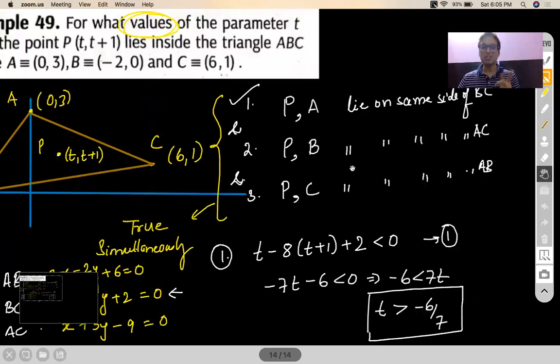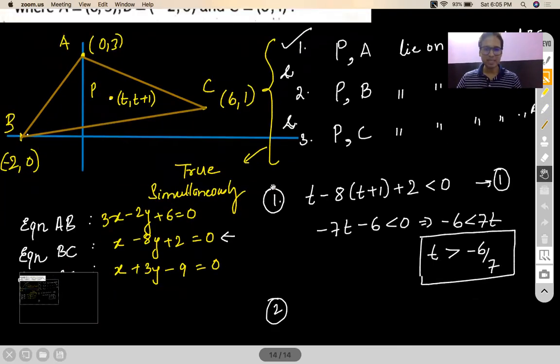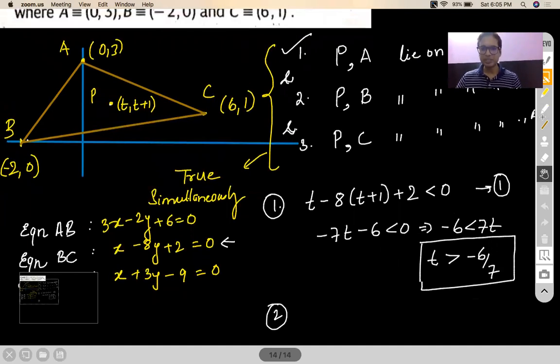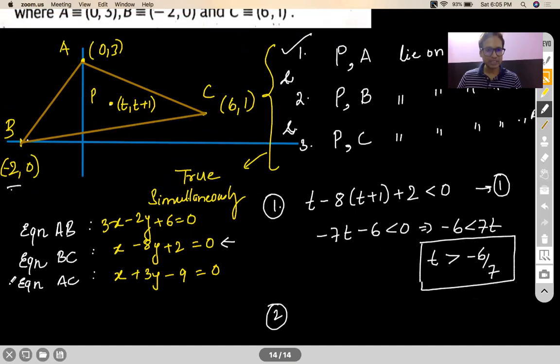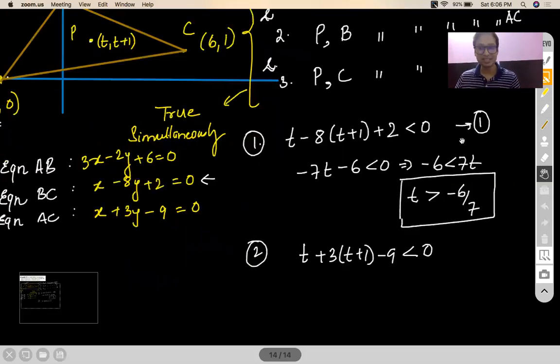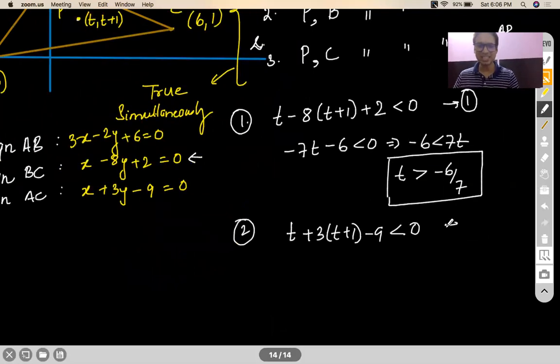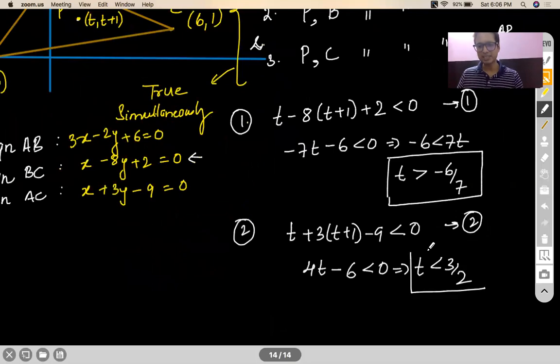Next is P and B should lie on the same side of AC. So let's pick up B and the AC equation. B is this point and the AC equation is this. When I put in -2 and 0, I again get a negative answer. That means putting T and T plus 1 will also give me a negative answer, because they have to lie on the same side. So this is my second condition. It gives me 4T minus 6 is less than 0. That means T should be less than 3/2. This is my second condition.